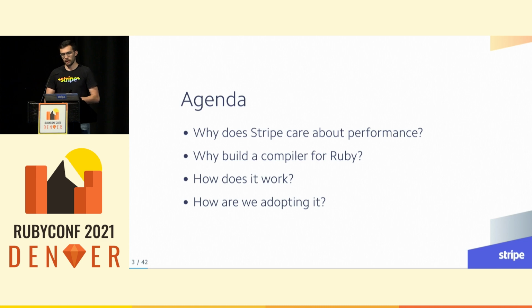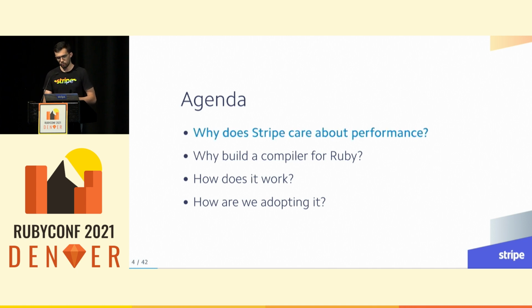So our agenda is going to look a little bit like this. We're going to first talk about the motivation for the whole project, starting from Stripe's motivation, why Stripe cares about performance at a base level, and then transition a little bit to talk about why we think that to improve performance at Stripe we want to build a compiler for Ruby. Then I'll hand it off to Trevor, and Trevor will tell you all about how the compiler works and how we've implemented it and all the cool stuff that it can do. And then we'll come back and talk a little bit about how we're actually adopting it in production.